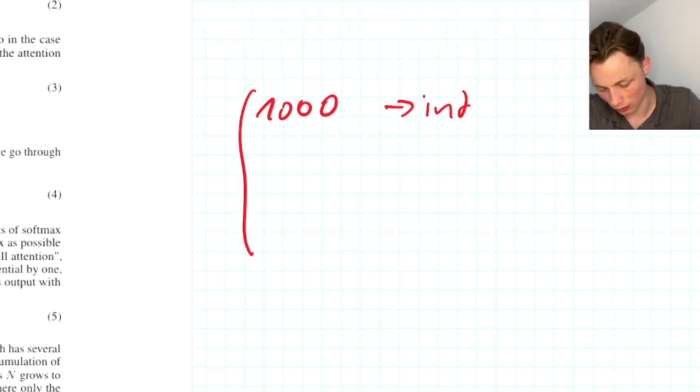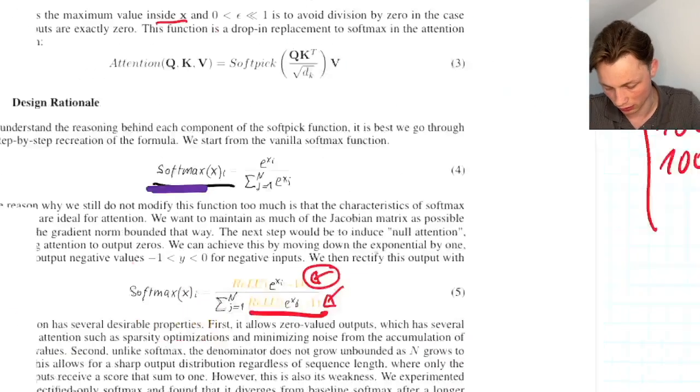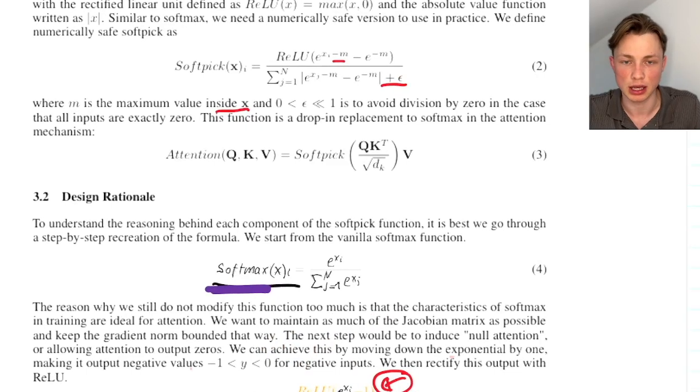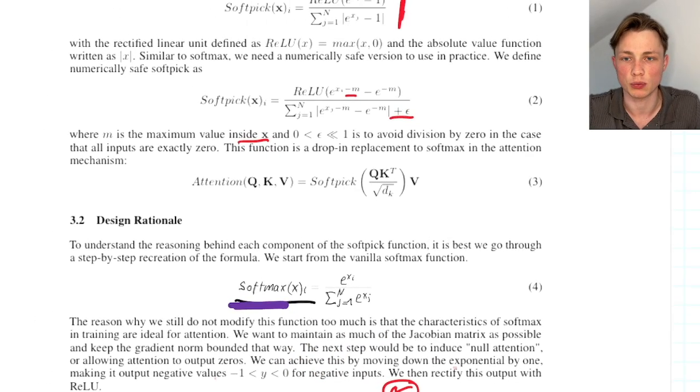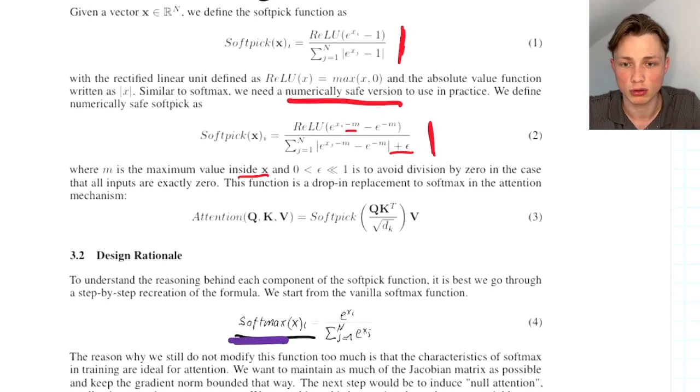So if we have a vector like this, we take the maximum value inside x and subtract it from the values, and then we are not reaching infinity. Okay, so also very basic, and they are just doing it so that we have a numerically safe version. And this is how the final Softpick function looks like, and how it is implemented.